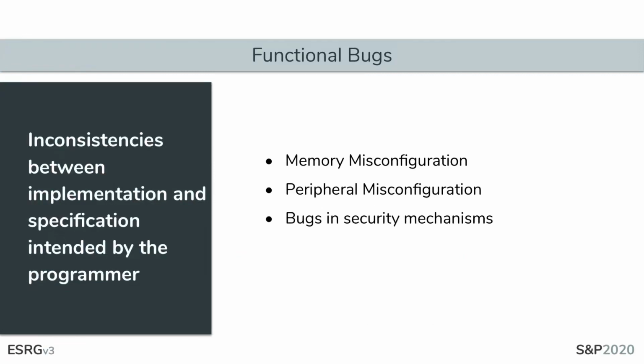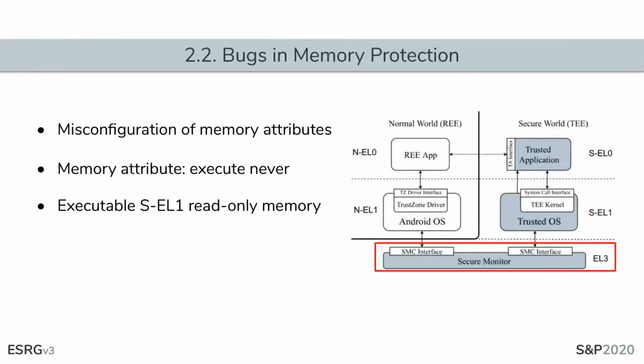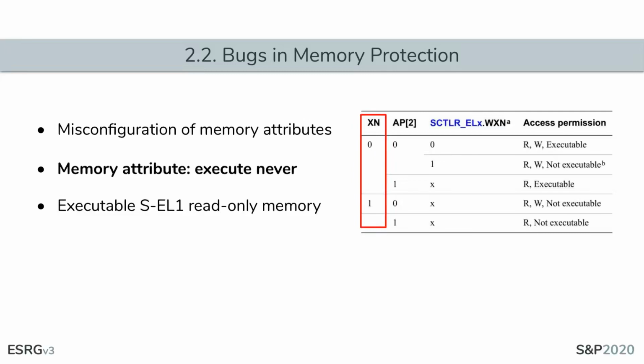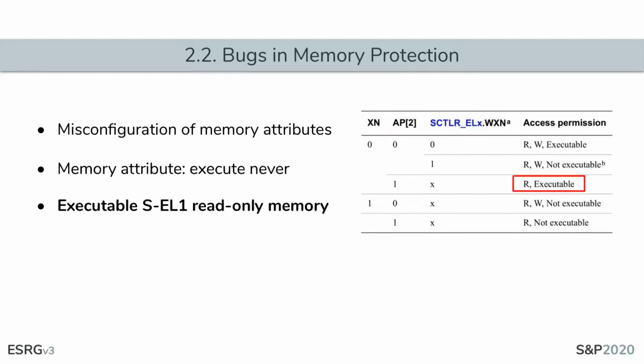Next, we look at what we call functional bugs. Functional bugs are errors caused by inconsistencies between the implementation and the program specification intended by the programmer. An instance of these types of problems was found in the ARM Trusted Firmware Secure Monitor implementation. It was caused by misconfiguring the memory page table attributes when setting up the page tables for the Trusted OS. The property set disabled the execute never feature of the memory management unit and allowed read-only memory pages in the Trusted OS to always be executable. In the right circumstances, it could have led to attackers gaining unexpected code execution.